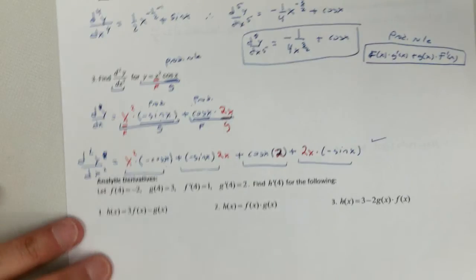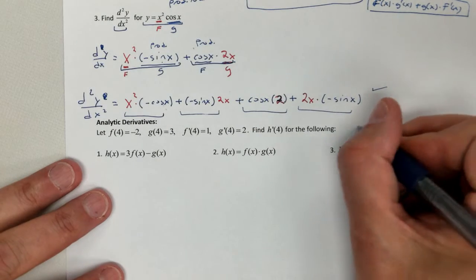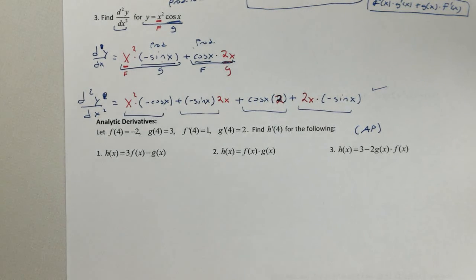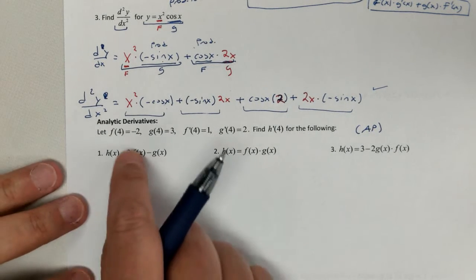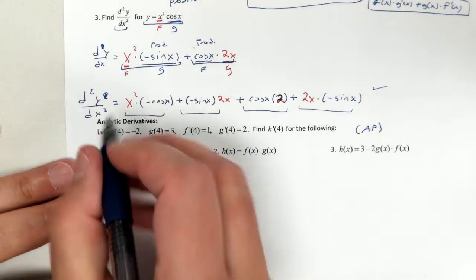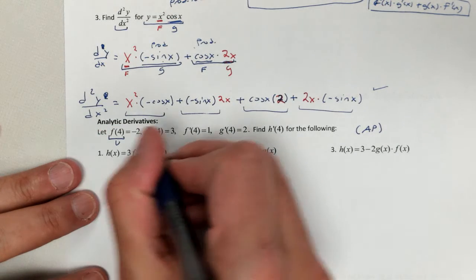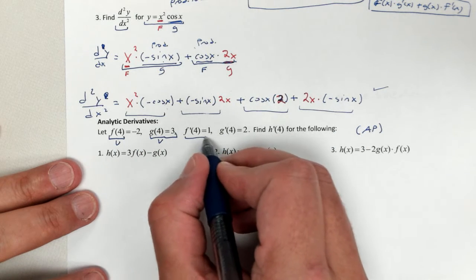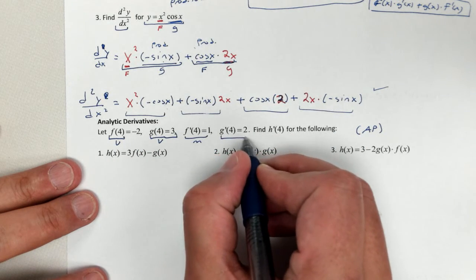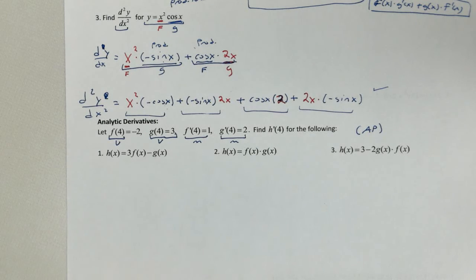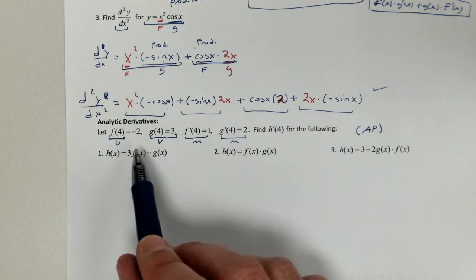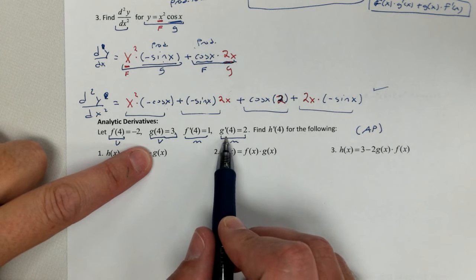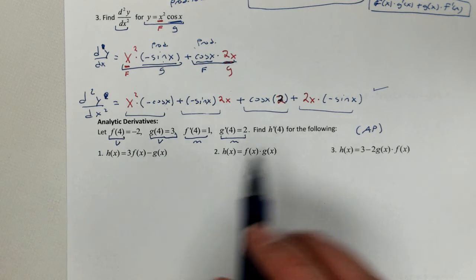All right, the next one, let's see here. Analytic derivatives. Again, you're going to see these on the AP test. You're going to see these all over the place. So we're given that the value of f at 4 is 2. The value of g at 4 is 3. But then they tell us the slopes. Remember, this f prime and g prime, these are my slopes. So you have two values and two slopes: the value and the slope for f at 4 and the value and the slope for g at 4.